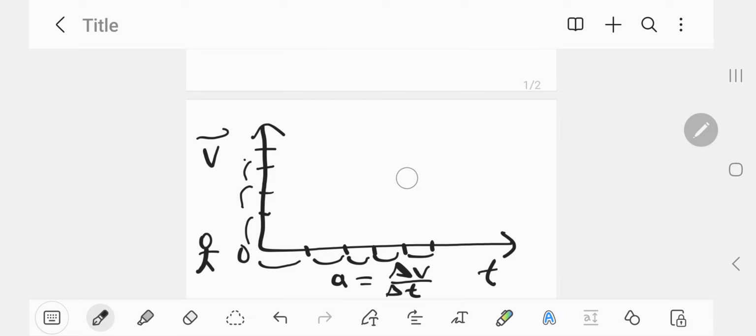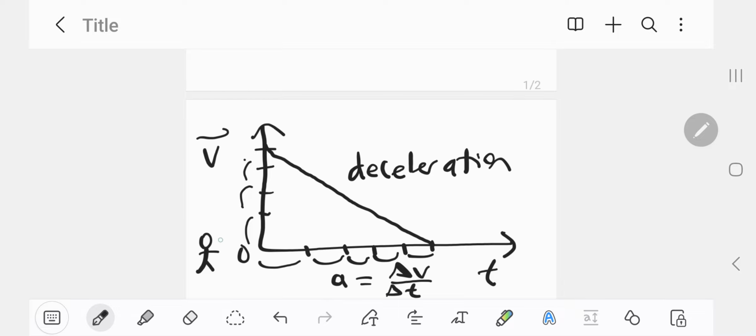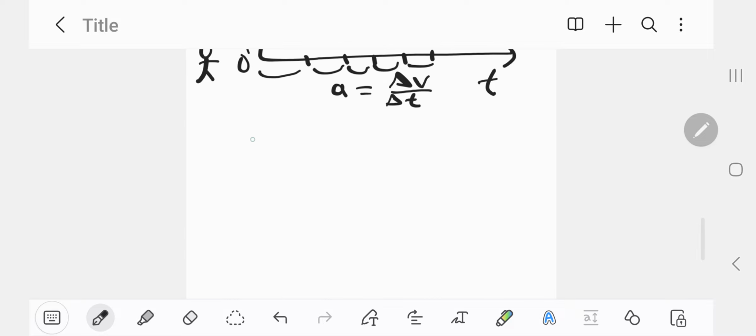Now, you can also have deceleration, which looks like this. That's deceleration. Okay, so someone's running really rapidly, that's acceleration. Someone's coming to a stop, that's deceleration. Okay, because the velocity is at, let's say, a particular value, then it drops all the way to 0, decelerates to 0. Okay, that's velocity time.